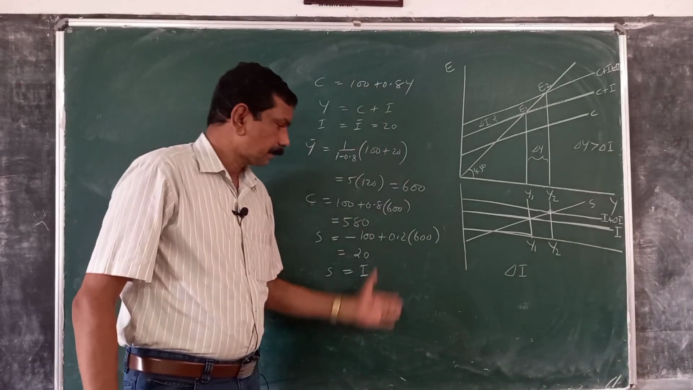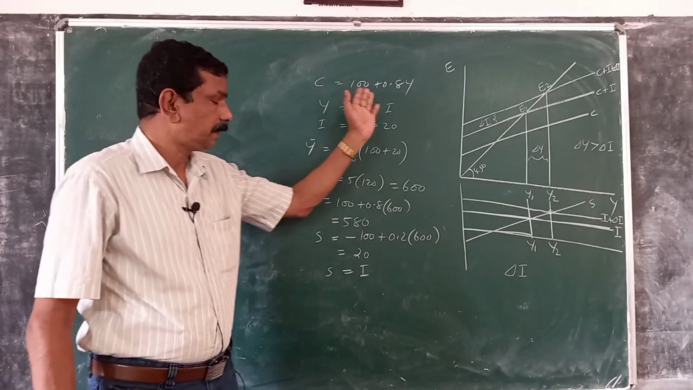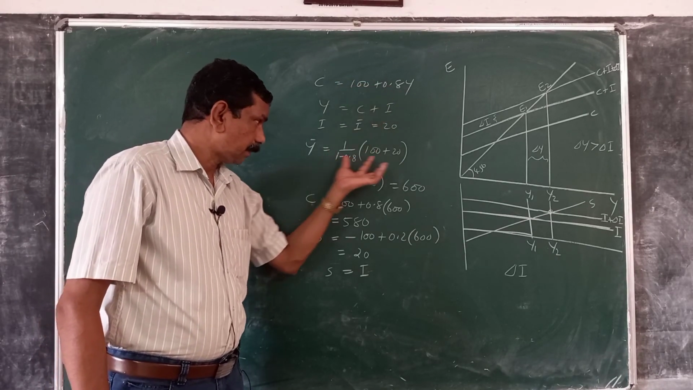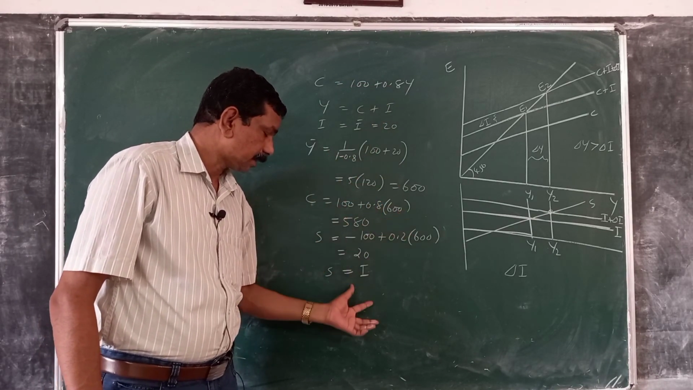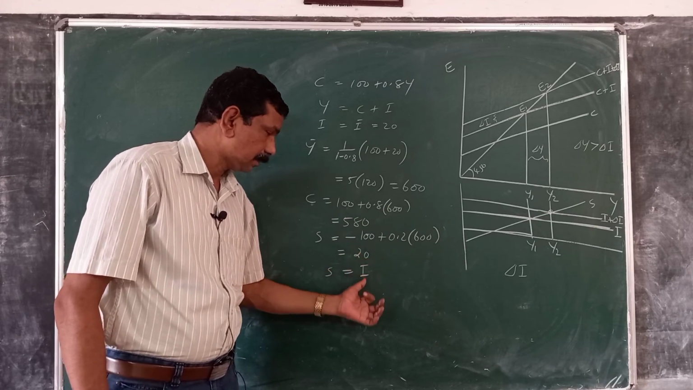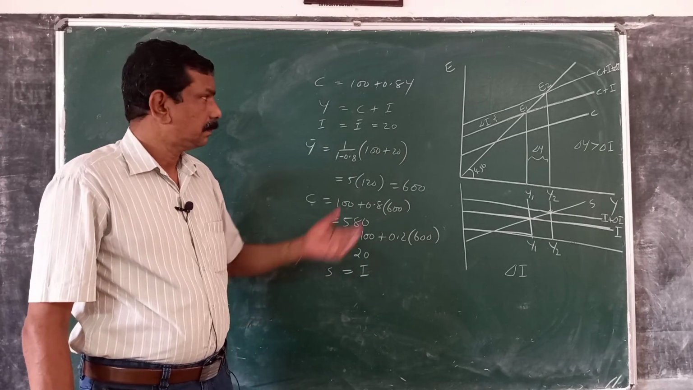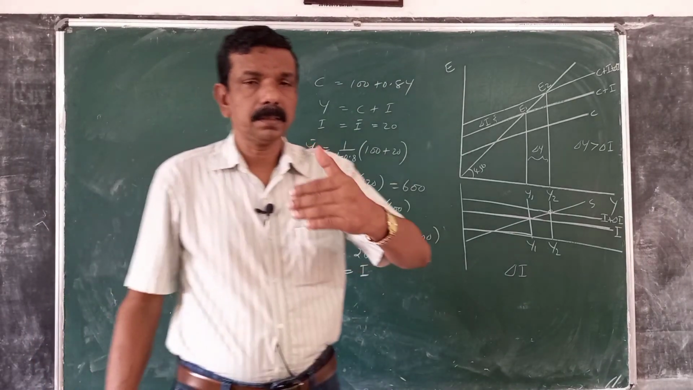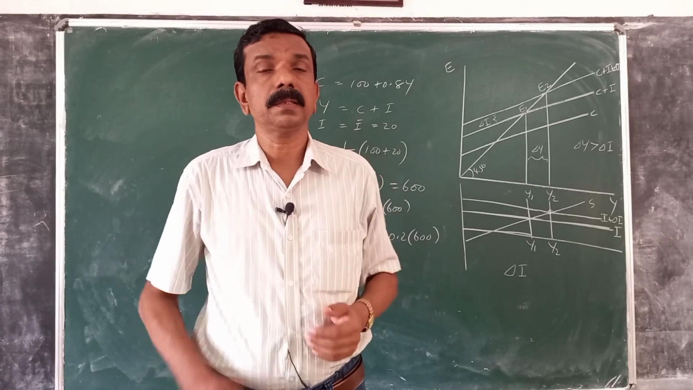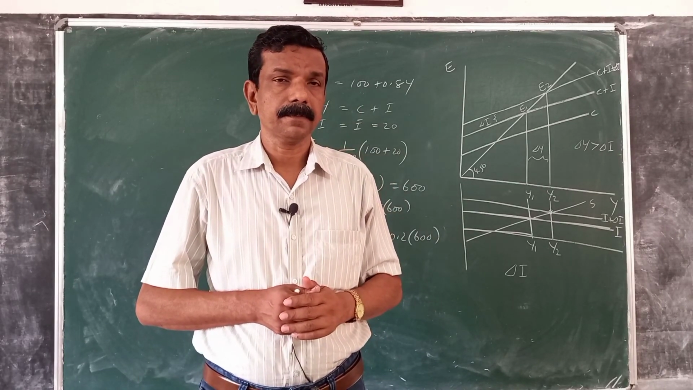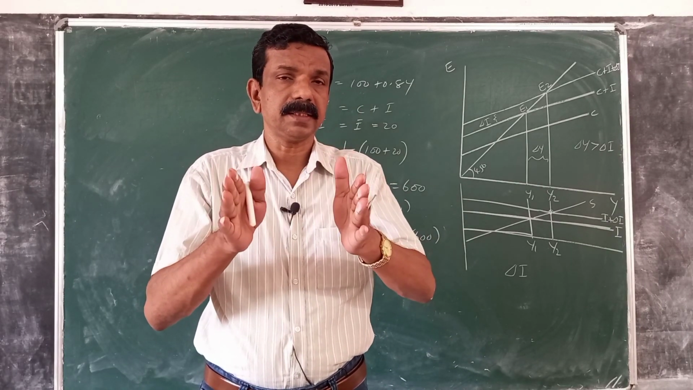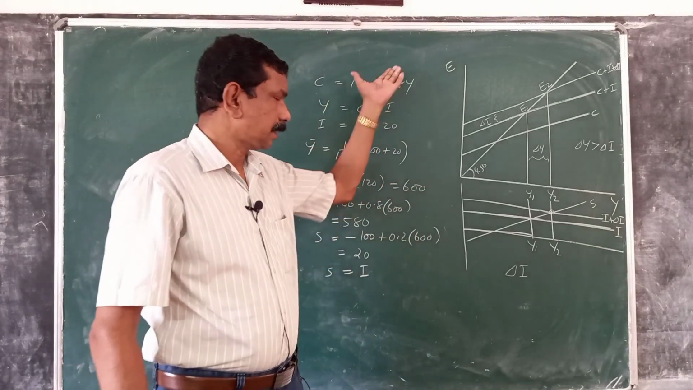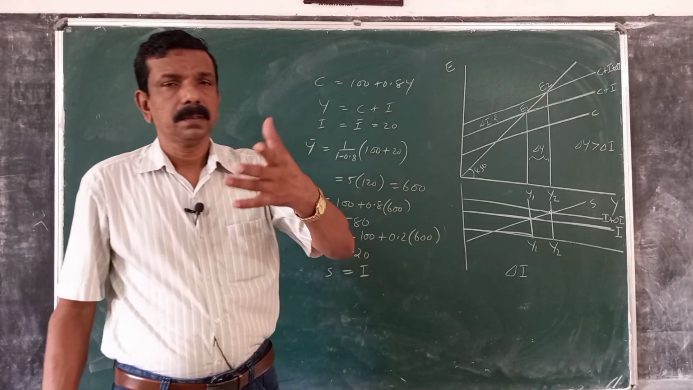So given an initial level of investment, we have the equilibrium level of income and the equilibrium level of consumption. Saving is equal to investment. Mathematically, this is how we derive equilibrium in the simple Keynesian model of income determination, where there are only two sectors, households and business firms. You can practice with the examples.